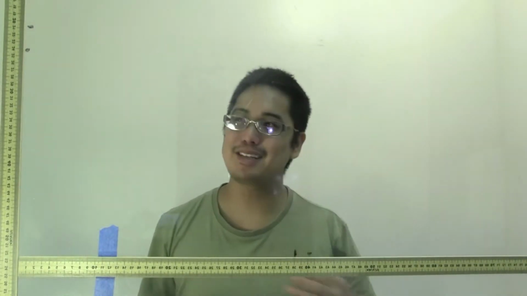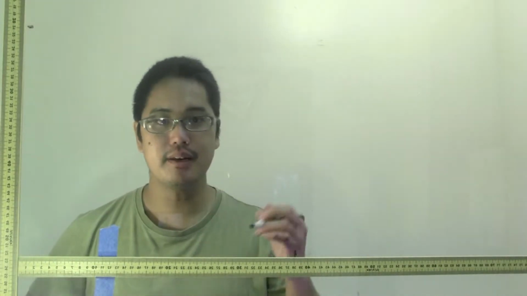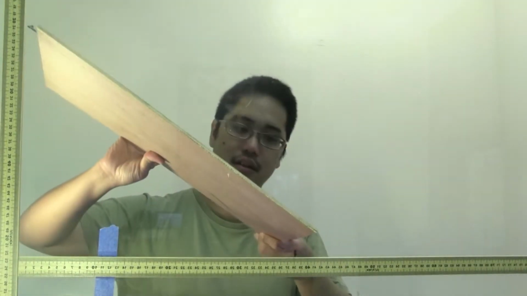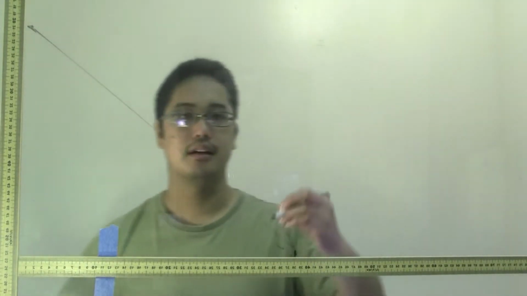The question is, how is this helping me figure out what the coefficient of friction is between the shoe and the board? It's genius, really. I know, I'm that smart. It's because this is my incline. Actually, that looks terrible. Let me just grab the board. Here's my incline. I don't know if you can see that.